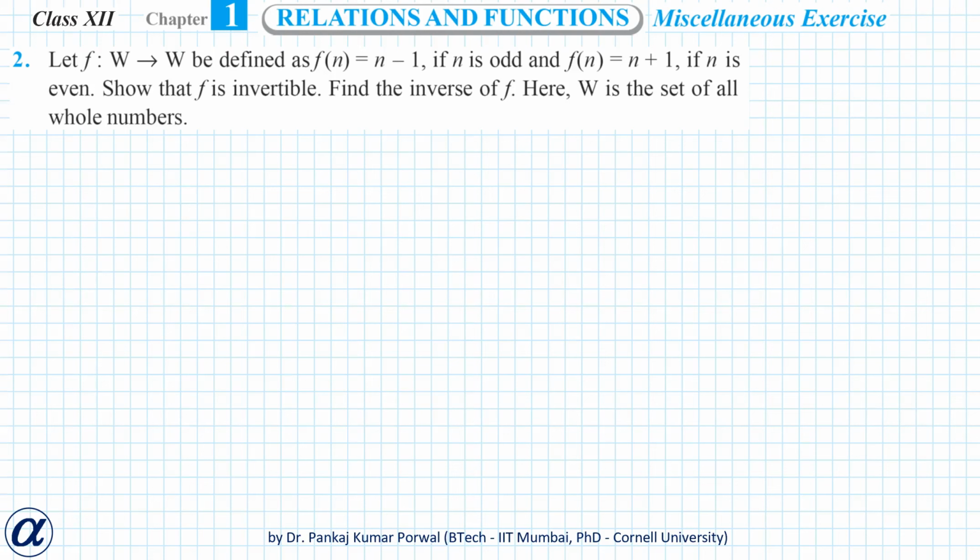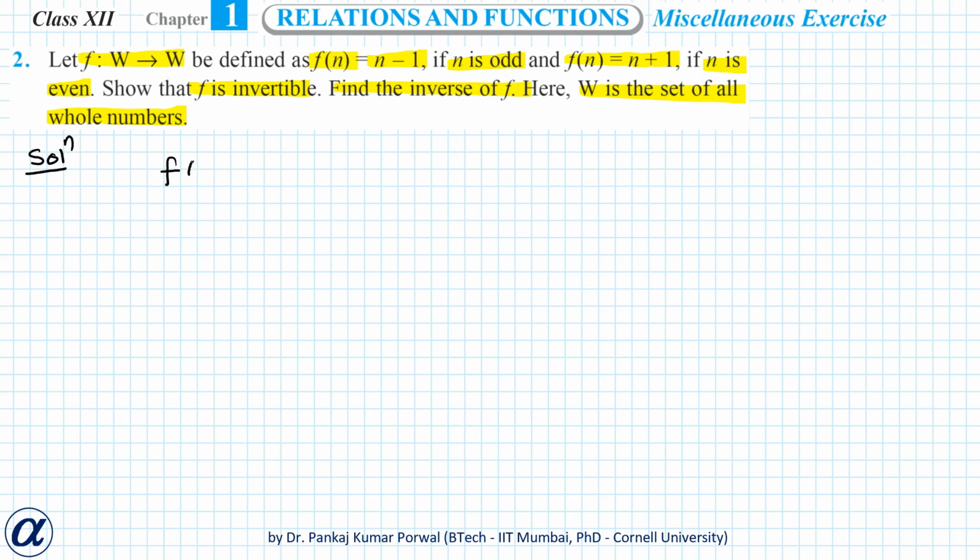In this question, we are given a function f from W to W, where W is the set of whole numbers, and the function is defined as f(n) equals n minus 1 when n is odd, and f(n) equals n plus 1 when n is even. We have to show that f is invertible, and we also have to find the inverse of f.